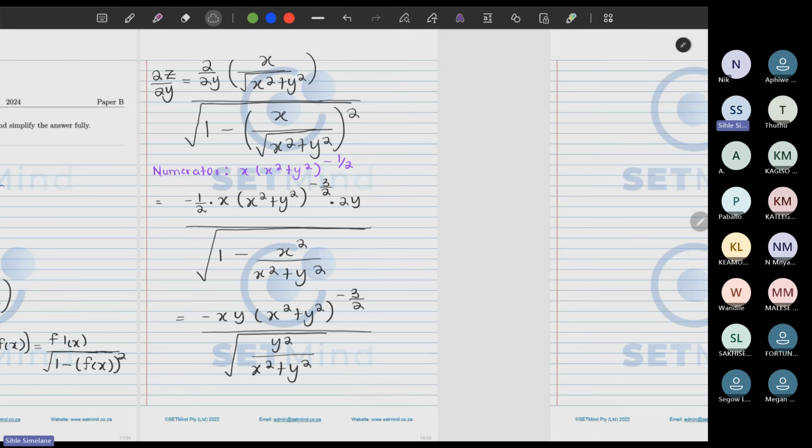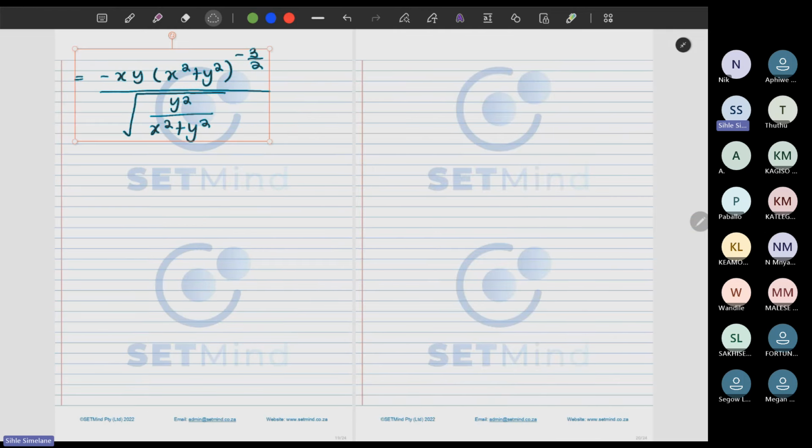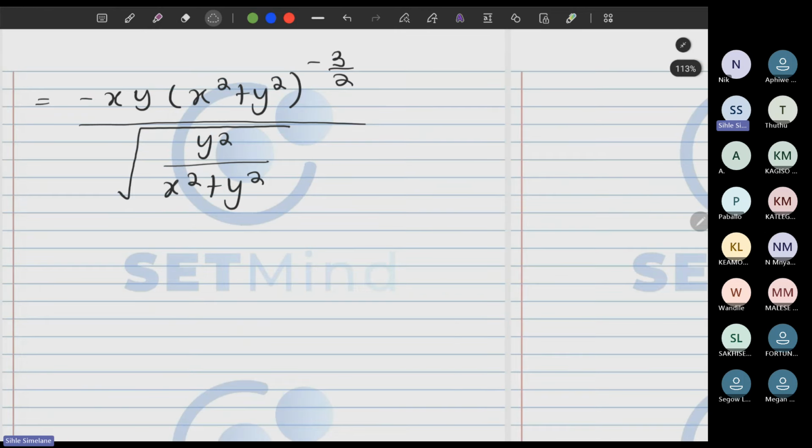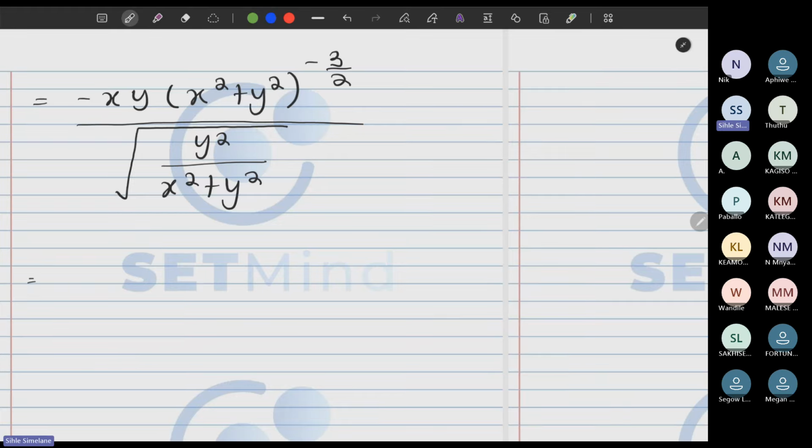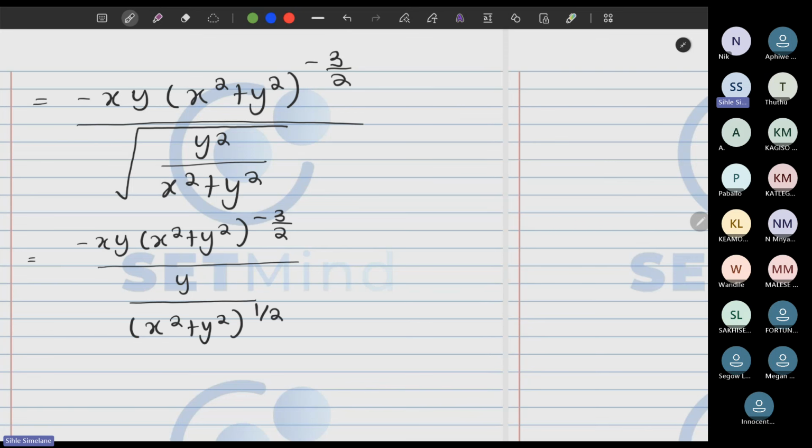Okay, let's go and see how this can simplify even more. If you observe carefully, our square root of y squared will end up giving us y. So we have negative xy into (x squared plus y squared) to the power of negative 3 over 2, divided by the y there. The y squared will end up being a y, and then it will be divided by the square root of that, so we'll have (x squared plus y squared) to the power of 1 over 2.